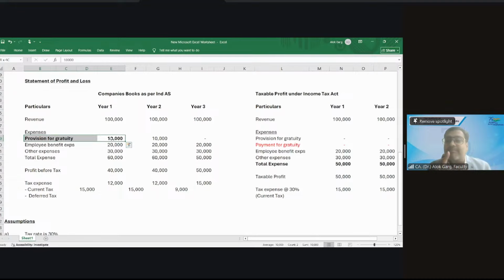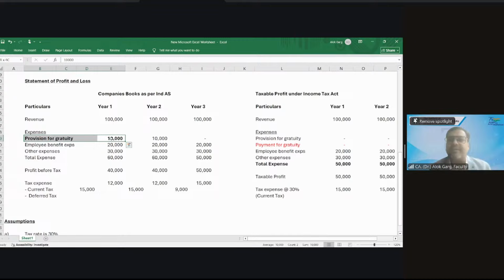So is it a temporary difference? Is it a timing issue, or is it a permanent difference? It's a timing difference, a temporary difference, right? So today it is disallowed, but tomorrow it will be allowed. In year 3, when I will pay gratuity, it will be allowed. But will you see the expense in your accounting books when you pay? Answer is no, because you will pay through liability.